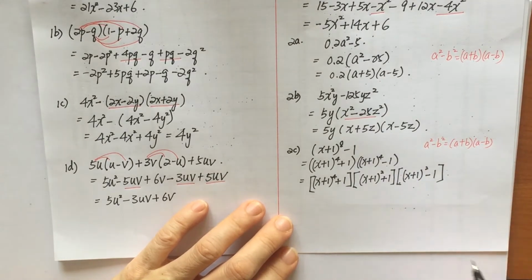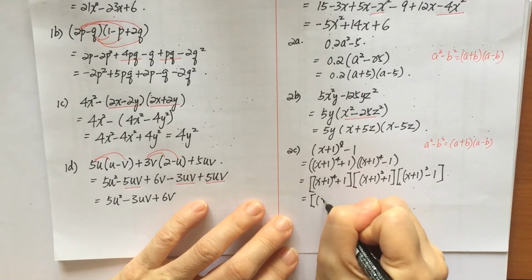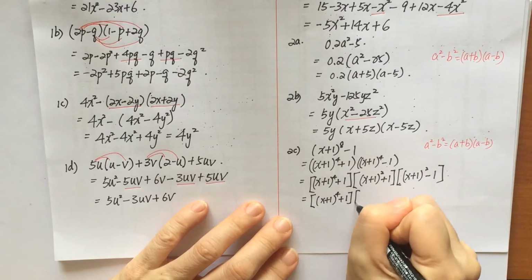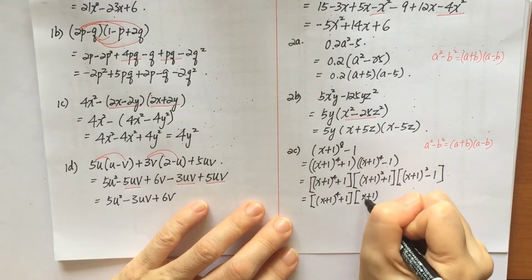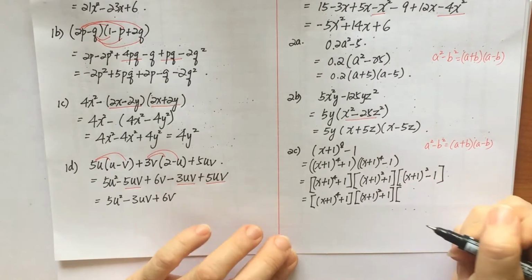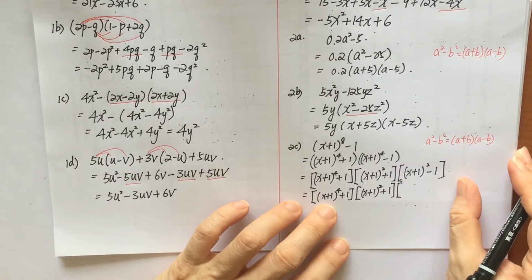Okay, so this one cannot change anymore already. So I have x plus 1 power 4. Please don't go and expand it, just leave it in the bracket form, because when you expand it, there's nothing much to simplify. So just leave it.